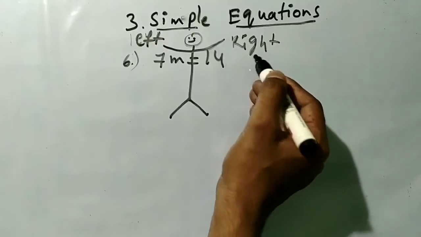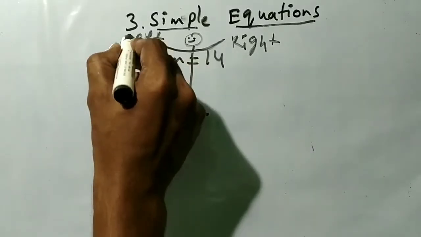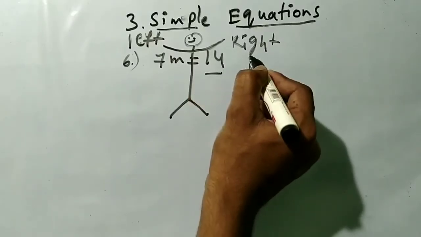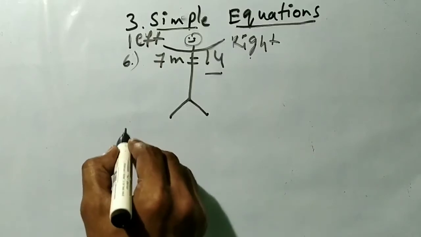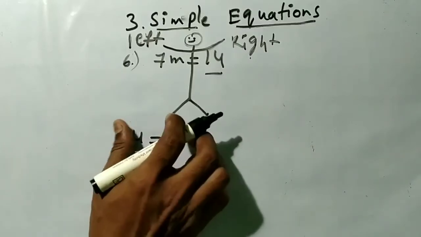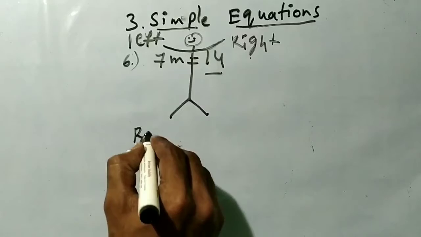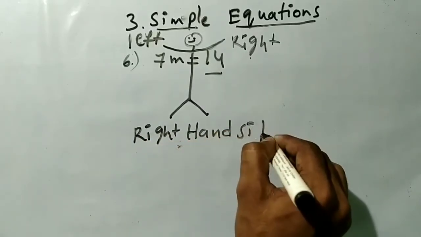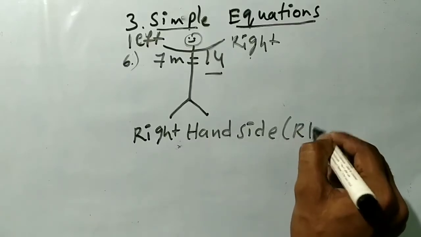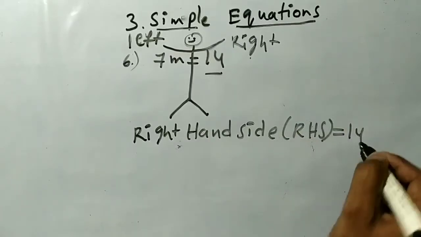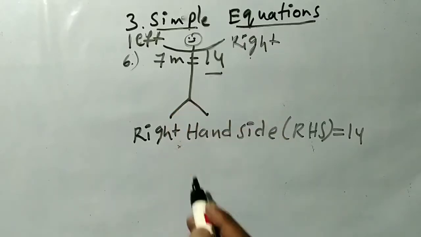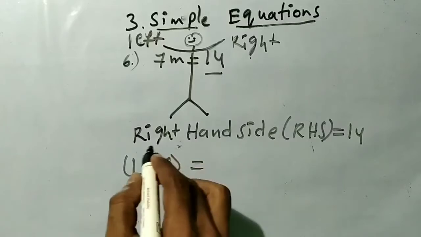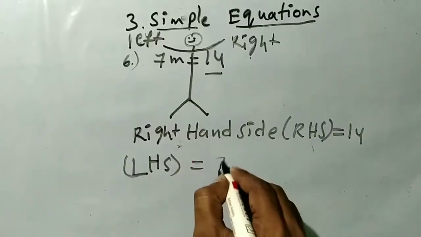Balu has two hands, that is left hand and right hand. 14 is on the right side. Let's take the right hand side. What is on the right hand side? That is, RHS is equal to 14, because it is the right side of Balu. And take LHS, that is left hand side, that is equal to 7m.